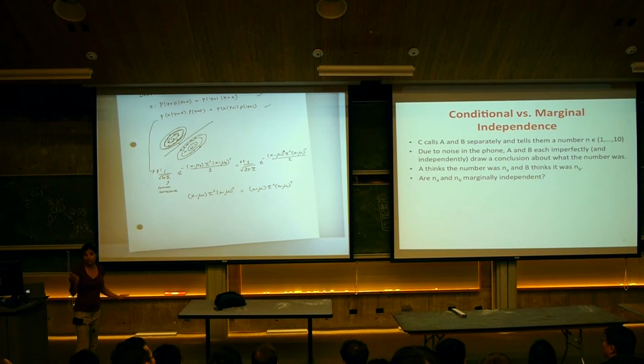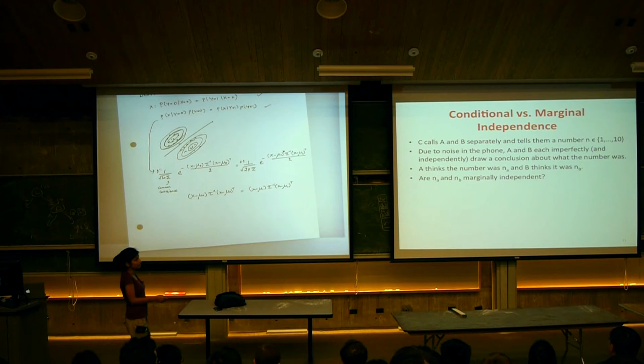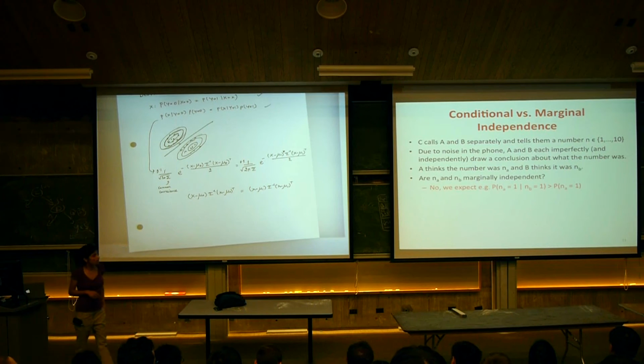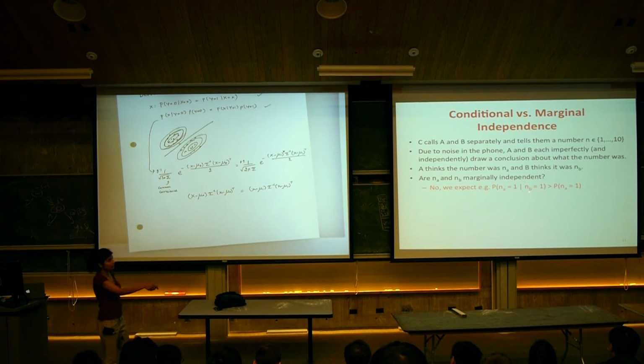Yeah, you expect them to be related. Ultimately, they both heard the same number, and even though there was some independent noise, they started off from the same point, right? So you expect that their outcomes are going to be dependent. So they are actually not marginally independent because, if I tell you what one guy thought the number was, you get some idea about what the other one should be, right?